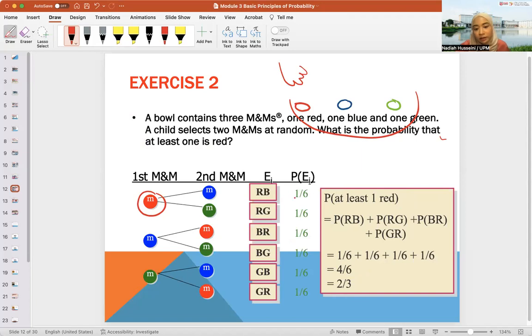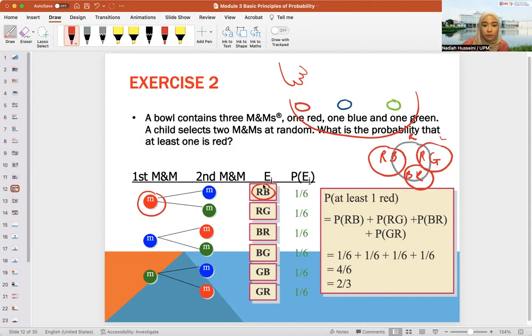So how do I draw the Venn diagram for this data? If I say RB, RG, BR, what is the overlap between these three data is that they are all red. They have at least one red. So they overlap in the sense that they share a common trait. So this is not mutually exclusive because they share a trait. And here you can't really call this a simple event because you can break it down into red and also blue.